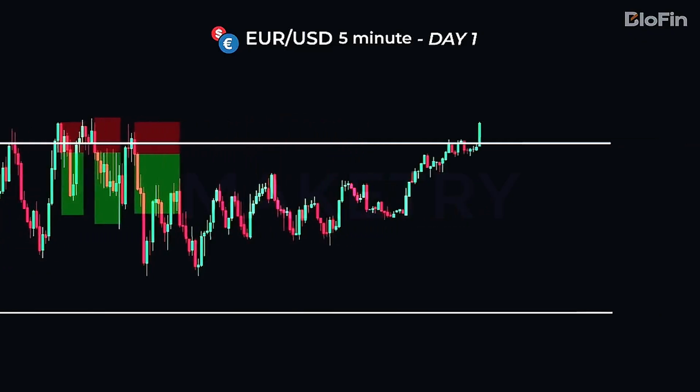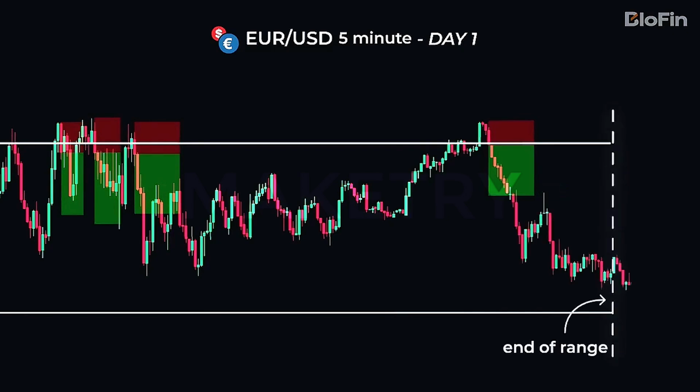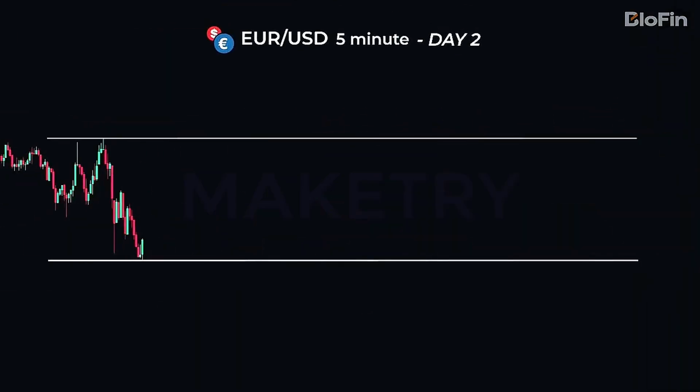But then, price gave yet another short entry. Stop loss at the highs, take profit at 2 times risk. This one ends up in the profits, giving us another 2R gain. And that's the end of today's range. Moving on to the next day.